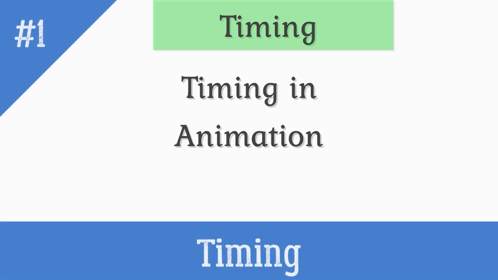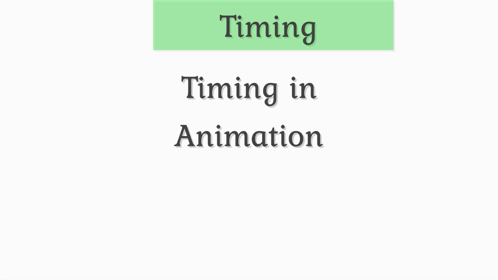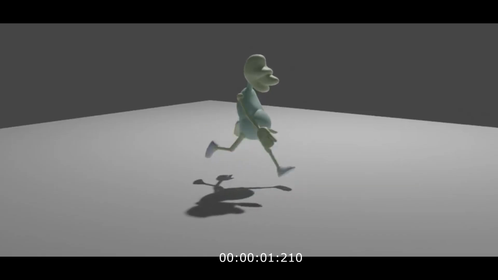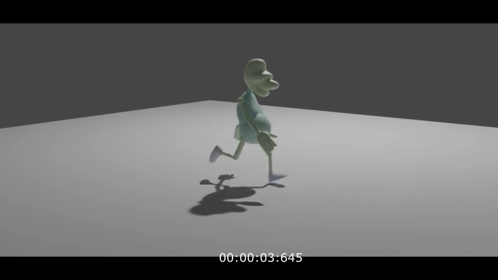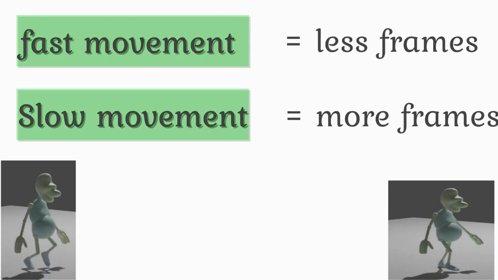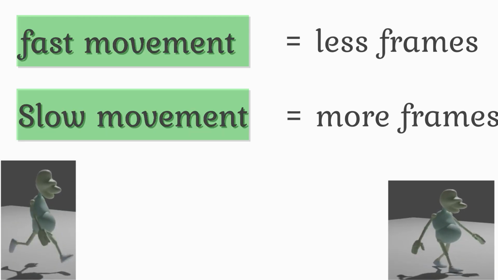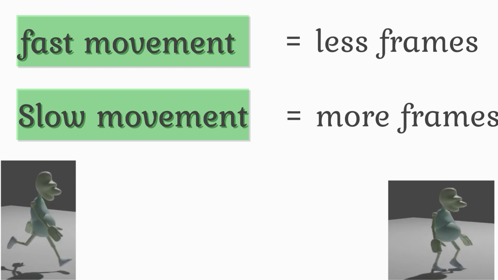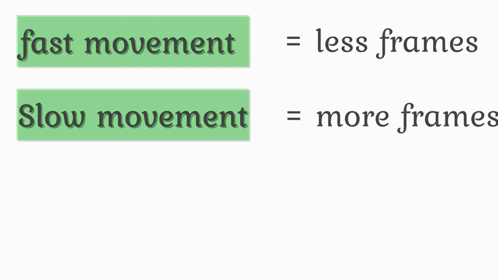The nature of an animation is affected by the number of frames inserted between each main action, as this character takes 18 frames to complete its run cycle. So, as an animator, you have to control the timing of your animation and then decide how many frames your animation takes and how quickly you show those frames. Which means if you want a fast movement, it requires fewer frames, and if you want a slow movement, it requires more frames.